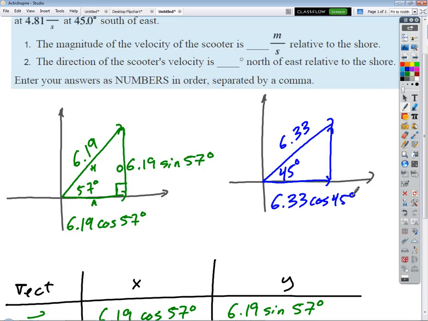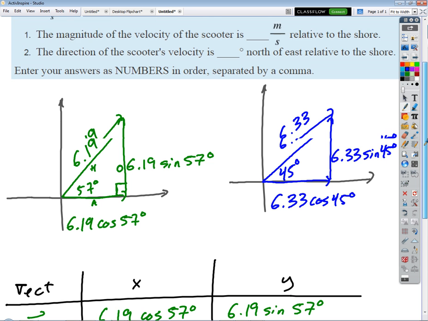Okay, and who else wants to contribute here? Matthew, what's going to be the y component of the water's velocity? This is 45. The magnitude is 6.33. This is the y component. So is that going to be opposite or adjacent to the angle? It's going to be opposite. Okay, so is it sine or cosine then? Sine. Sine, good. So we're going to multiply the magnitude of the vector by sine to get the y component, right? So 6.33 sine 45? Do you buy that? Sure. It's going to be the same number, isn't it? You're right. Okay, so we can add another row to our table.